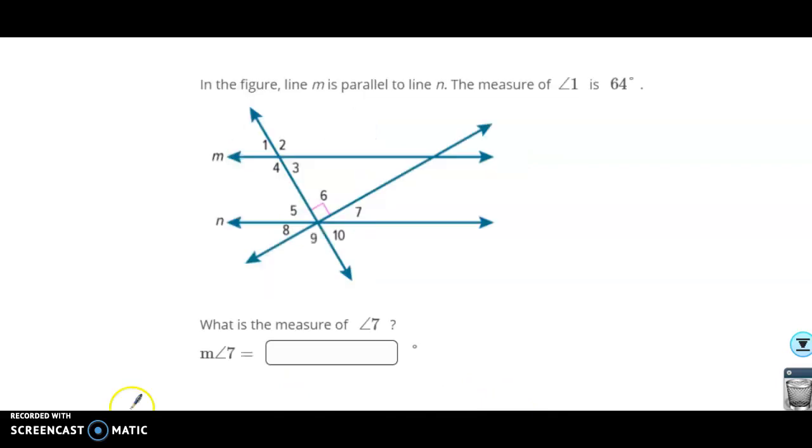Okay. This example is the one you're expected to do. I'll kind of talk you through the steps, but I'm not going to tell you the answer to this one. Number 1 is 64. That means that it's corresponding with angle 5. So angle 5 would also be 64. Angle 6 is 90, and they want the measure of angle 7. So this angle plus this angle plus this angle has to equal 180.